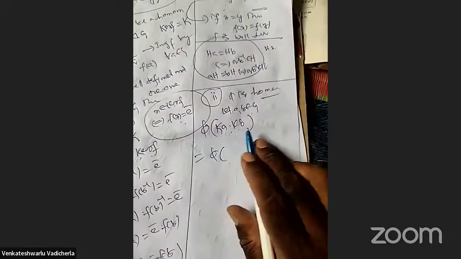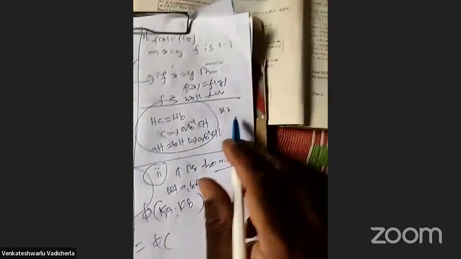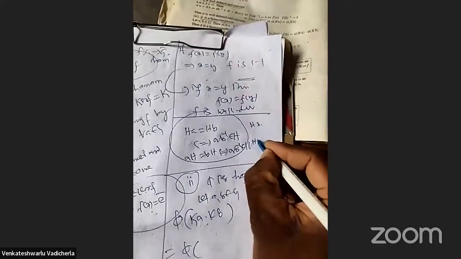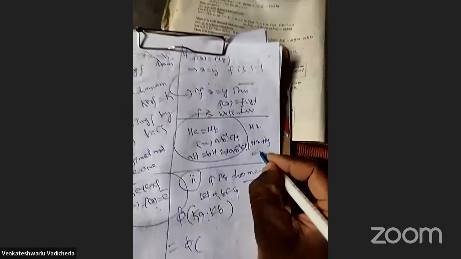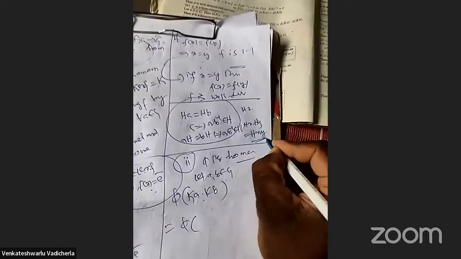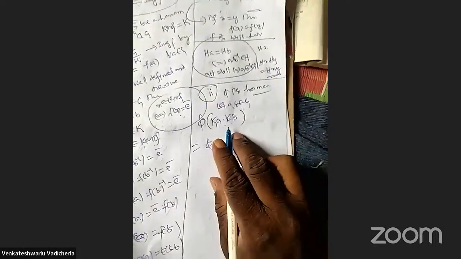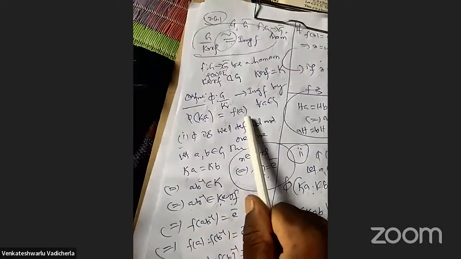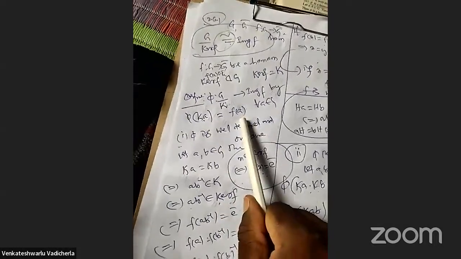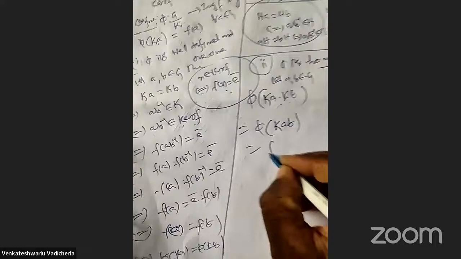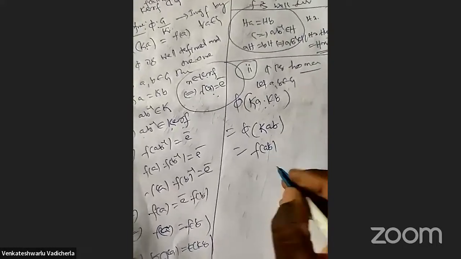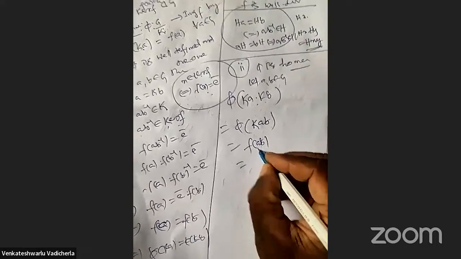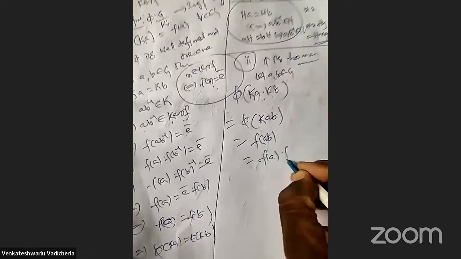Pi of the product of two right cosets hx into hy is equal to hxy. The product of right cosets is again a right coset, so pi of ka into kb is k of ab. So what is the definition of pi? Pi of ka is equal to f of a, pi of kb is equal to f of b, and pi of k of ab is f of ab. By definition of pi, and also since f is a homomorphism, f of ab is f of a into f of b.